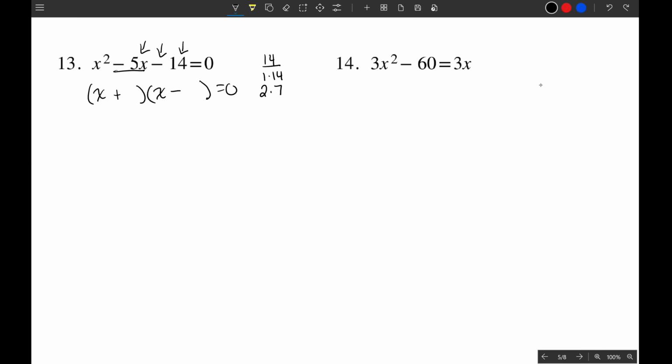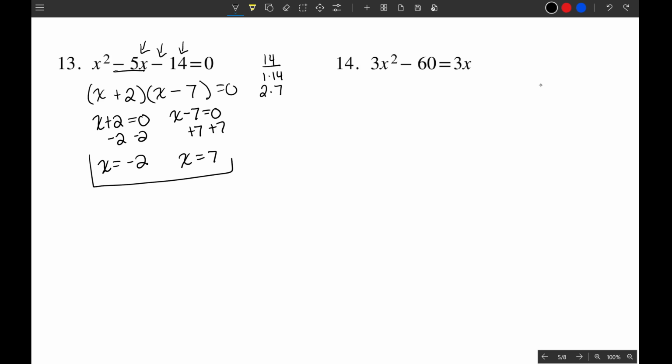So I need a negative 5, so 7 will be negative and 2 will be positive, and then we're going to set those 2 factors equal to 0. Then I will solve. So subtract the 2 and I get negative 2. Add the 7 and I get 7. So my 2 answers are negative 2 and positive 7.